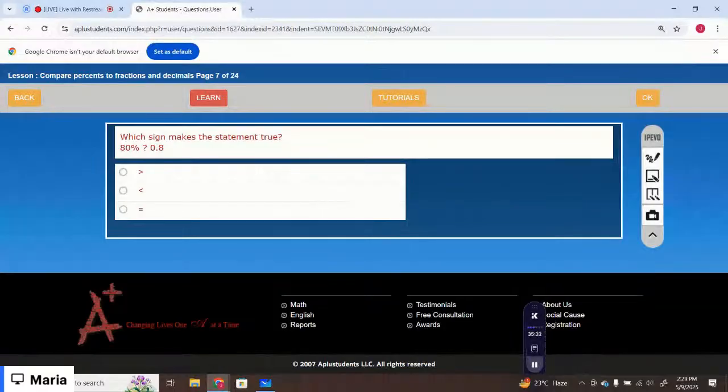Which sign makes the statement true? 80% and 0.8. When you convert 0.8 into percentage form, that is also 80%. So both sides are exactly equal.